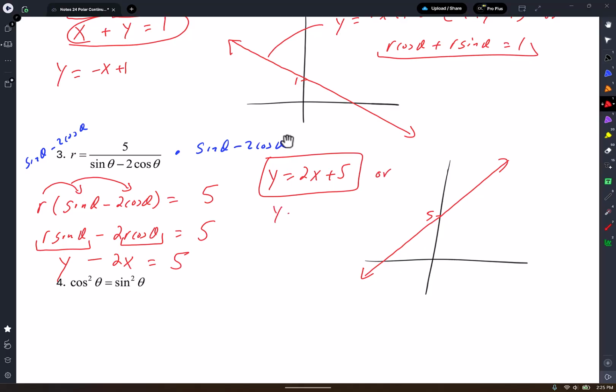Or you can say y minus 2x equals 5. That's the same thing. Or if you're in polar mode at least, r sine theta minus 2r cosine theta equals 5. Probably have to factor out an r. Are we okay?